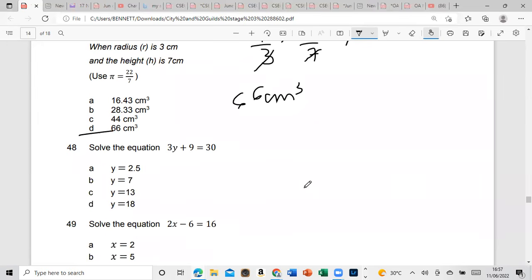Solve the equation 3x plus y equals 30. All right, so bam, subtract this.